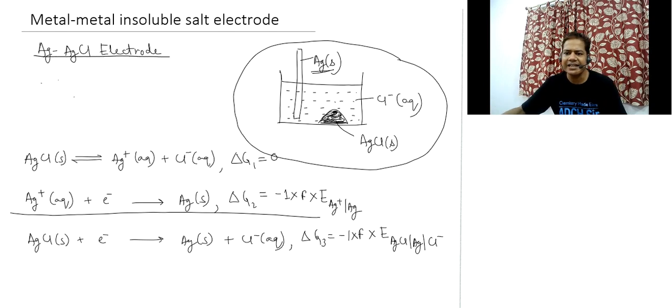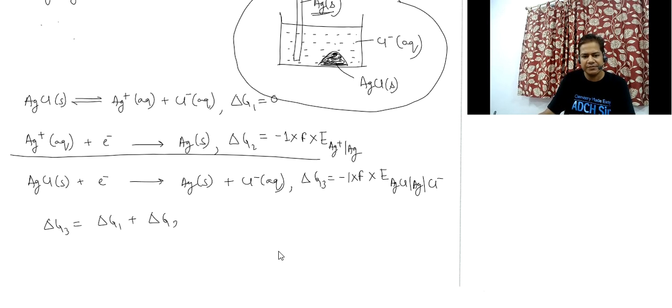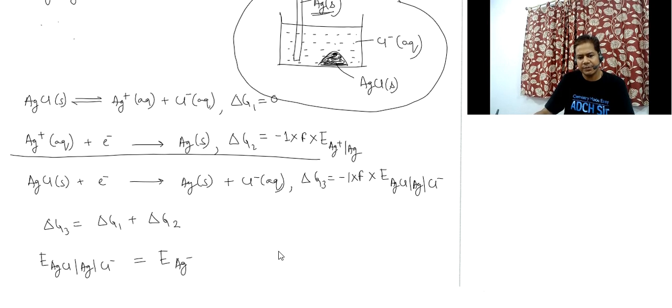Now, as delta G is an extensive property, the addition of delta G of the first two reactions will give the delta G of the third reaction, because we obtained the third reaction by adding the first two. So delta G3 is equal to delta G1 plus delta G2. Now delta G1 is 0, because the first reaction is at equilibrium: Ag+ and Cl- ions are at equilibrium. So from here, E of AgCl to Ag and Cl- is effectively equal to E of Ag+ to Ag.